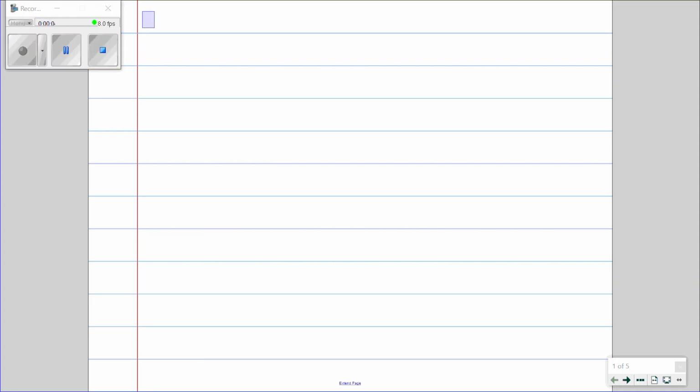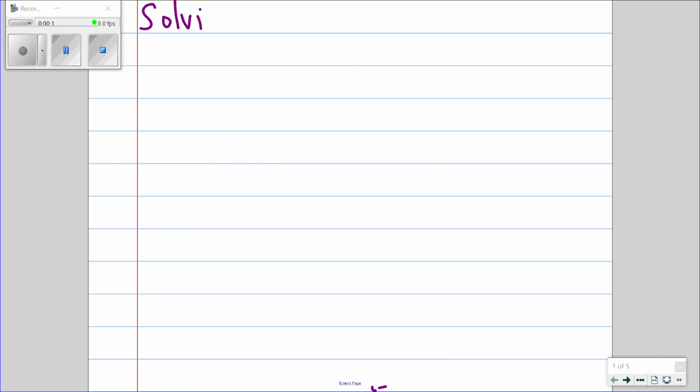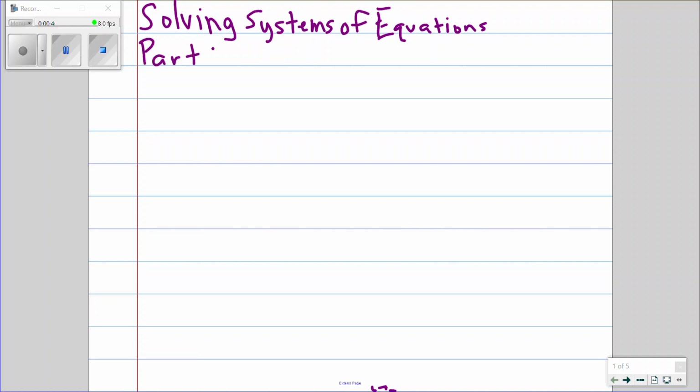Okay, so we are still solving systems of equations. This is going to be part 2, elimination. So we did part 1, which was substitution.